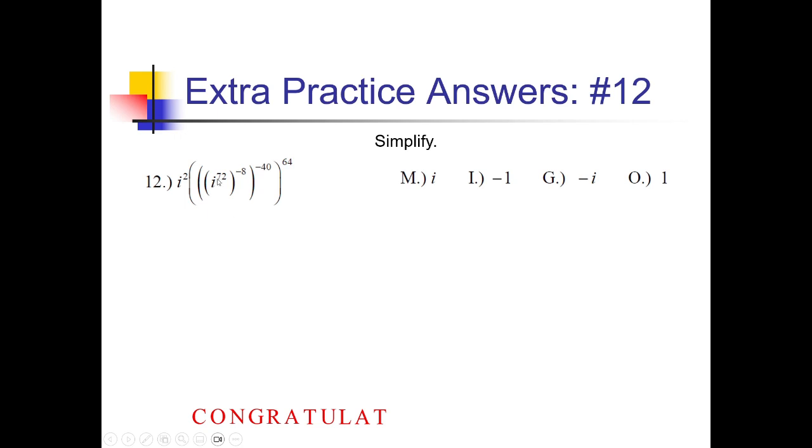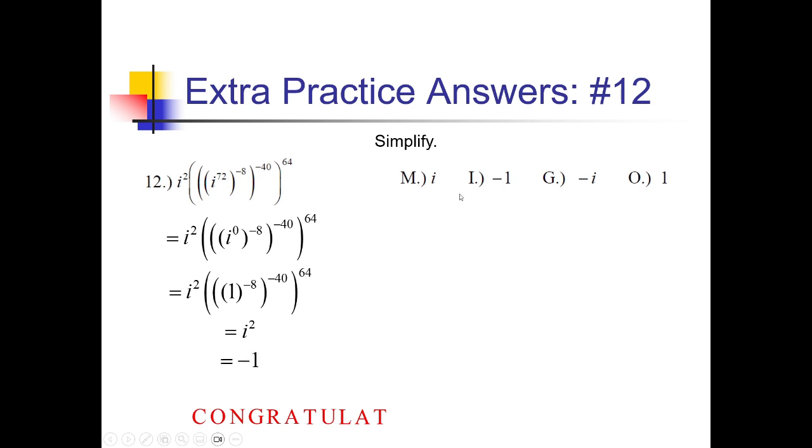Since 72 is a multiple of 4, if I take the remainder dividing by 4, this is really i to the 0 power. And now 0 times negative 8 times negative 40. Well, actually, it's even simpler: i to the 0 is just 1, right? So 1 raised to anything is just 1. So this whole parentheses with exponents is all just a big 1. When all is said and done, really all that matters is this i squared that's out there. And then i squared is just negative 1. So that's going to give me choice I going down there.